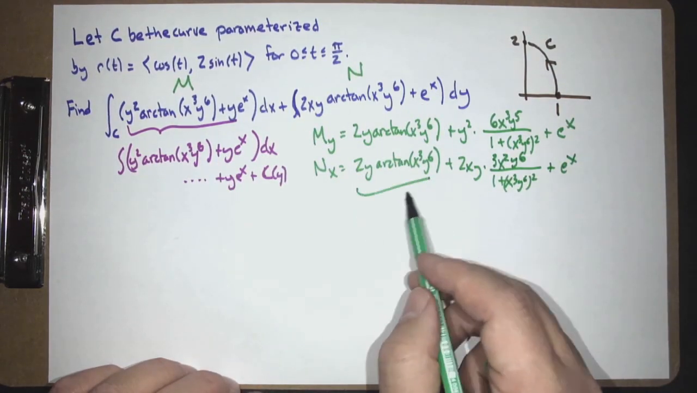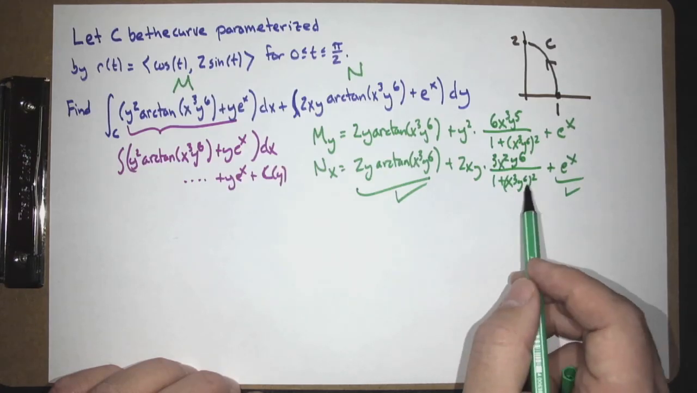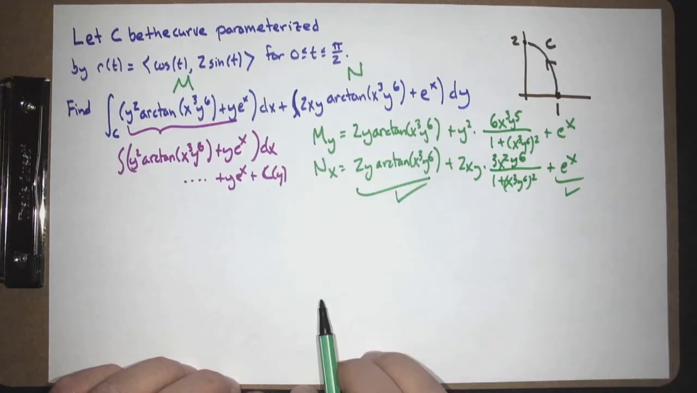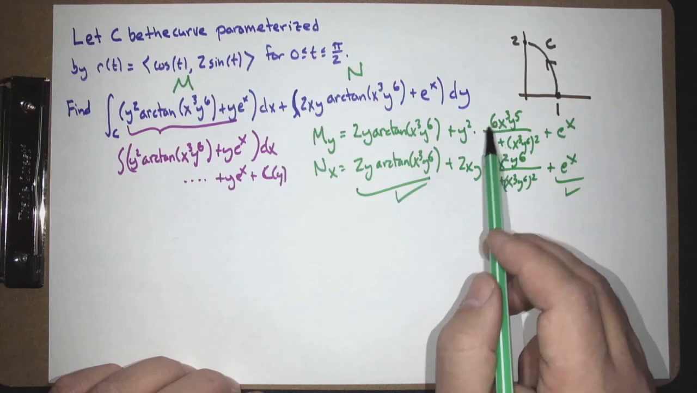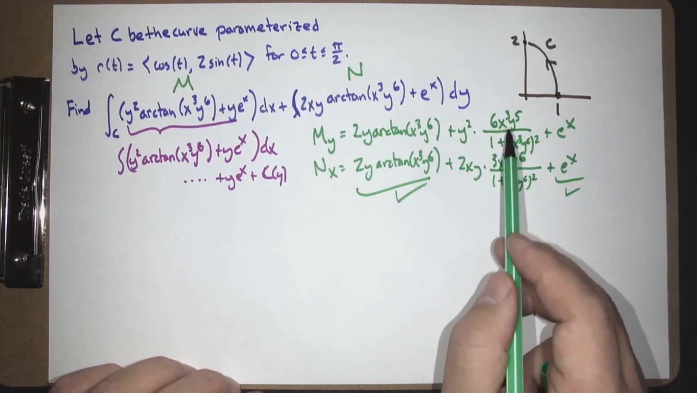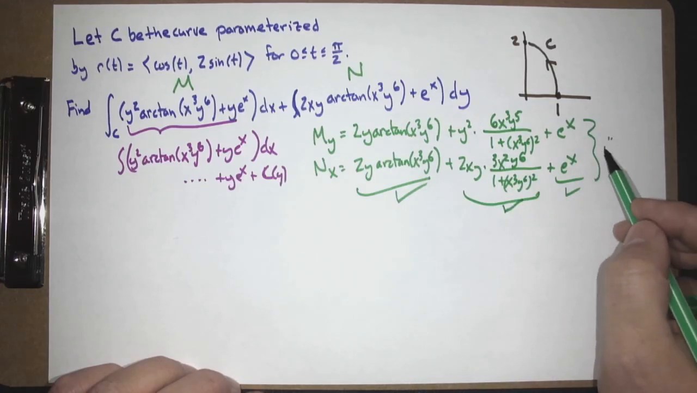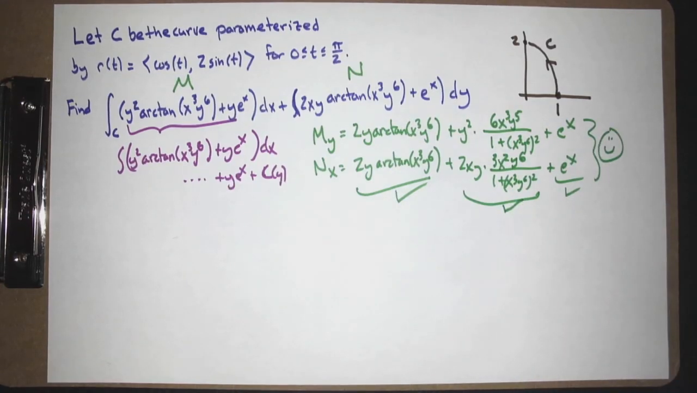Well, these both match. That's good. These both match. Do these match? Yes. There's 6, y to the 7th, y to the 7th, x cubed, x cubed. So, we're happy. We know it's conservative. But we can't find the potential. Oh! Is there anything we can do?